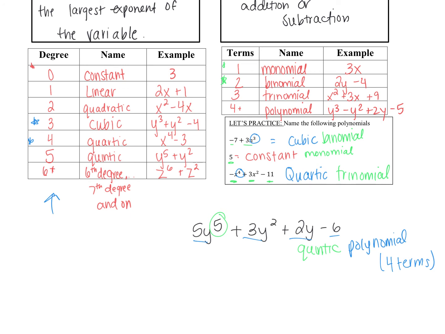Okay? So you have 30 questions for homework. They are just like these 3 examples. Okay? So you're just going to be doing the same thing. All you're doing is naming. There's no math being done. If you have any questions, let me know.